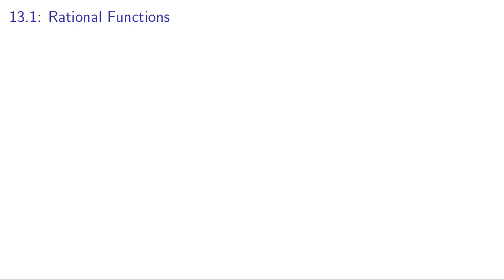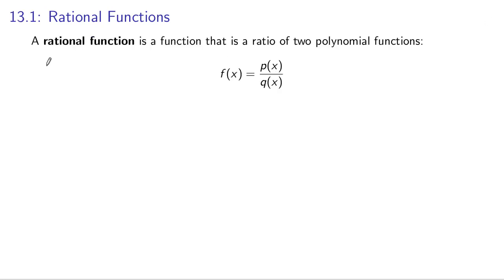Algebra 2, Chapter 13, Section 1, Rational Functions. A rational function is a function that is the ratio of two polynomial functions. Here the word rational has to do with ratio, has nothing to do with how well you can think about these functions. It just means the function is the ratio of two polynomial functions. So p of x is a polynomial and q of x is a polynomial.